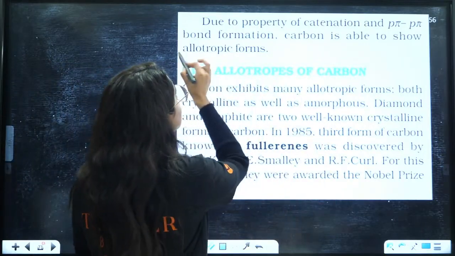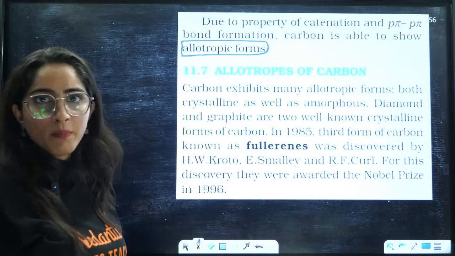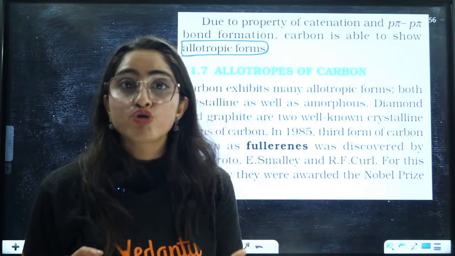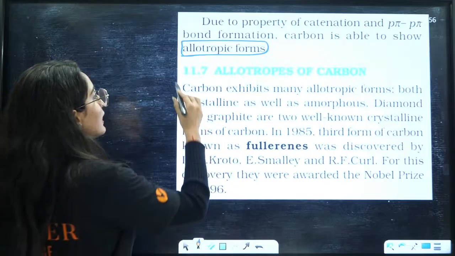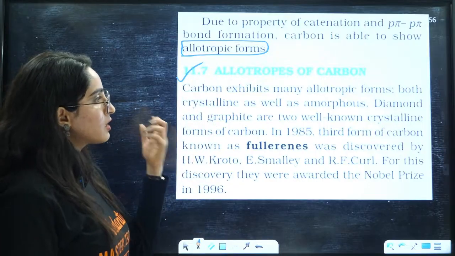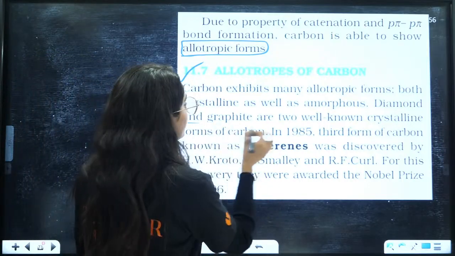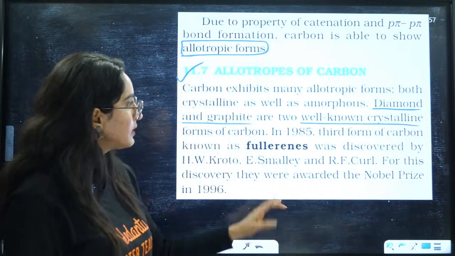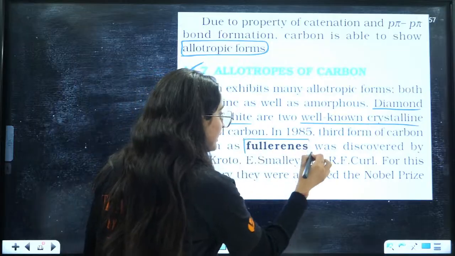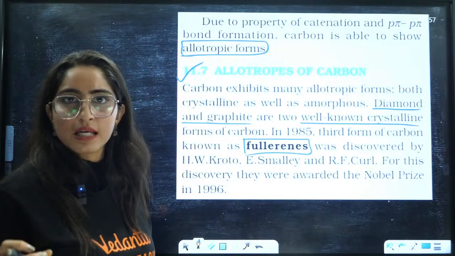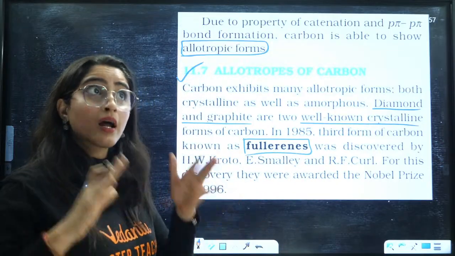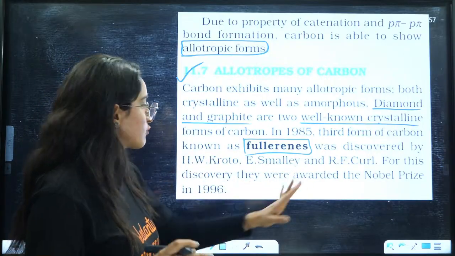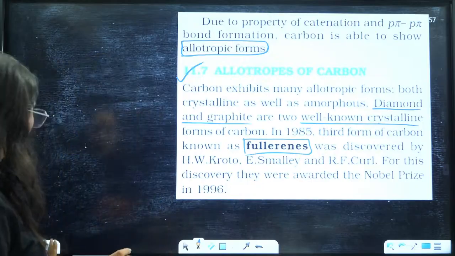Now they are saying carbon shows allotropic forms. Graphite, diamond, Buckminster fullerene, these are the allotropic forms of carbon, right? So carbon exists in different forms. First are diamond and graphite, which are well-known crystalline forms of carbon. Then it exists as fullerenes, and we have only C60 fullerene in our syllabus, but there are other fullerenes also. Discovered by Kroto, and this you don't have to learn. For this discovery, they were awarded a Nobel Prize.